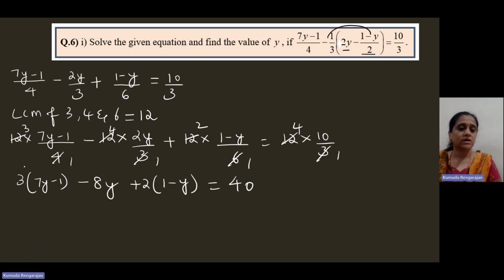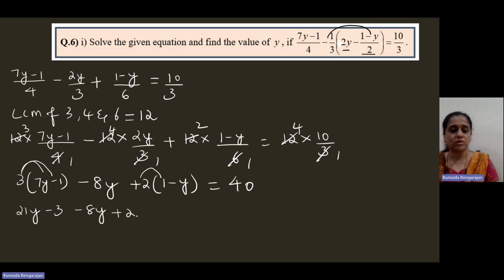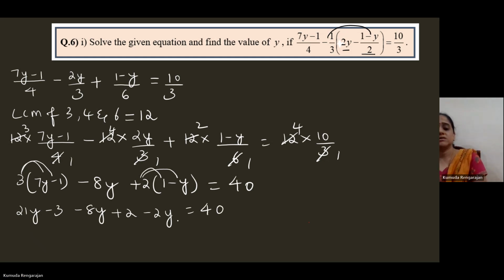Yeah, so next step, 3 into 7y, 21y, 3 into minus 1, minus 3, minus 8y as it is, plus 2 into 1, plus 2, plus 2 into minus y, minus 2y is equal to 40. What should I clarify here in this step? Is this correct? All of you have got the same thing? Yes. Okay. Next, we will not transpose. We'll simplify the terms on the left-hand side before we transpose.